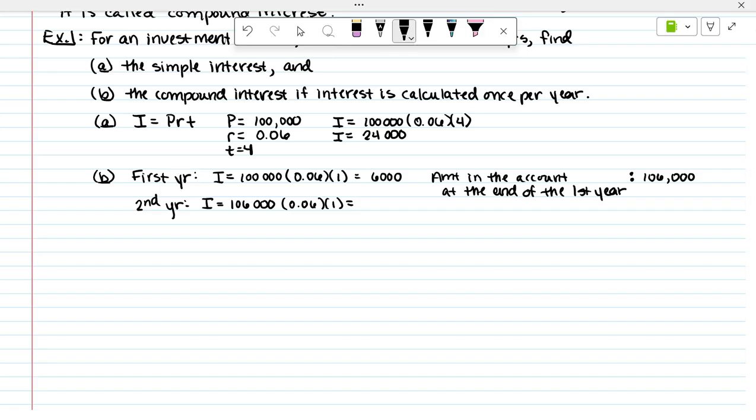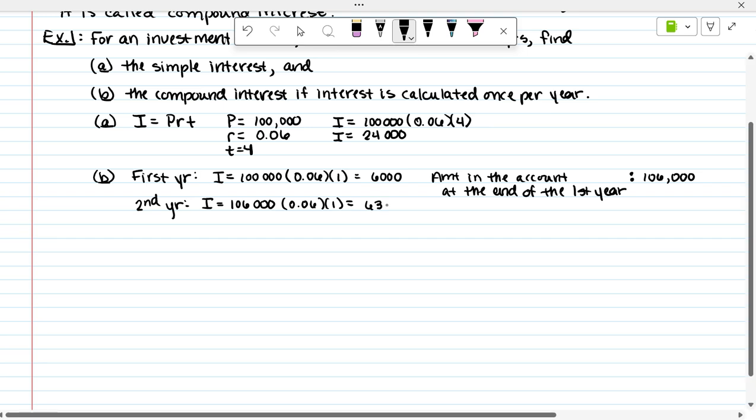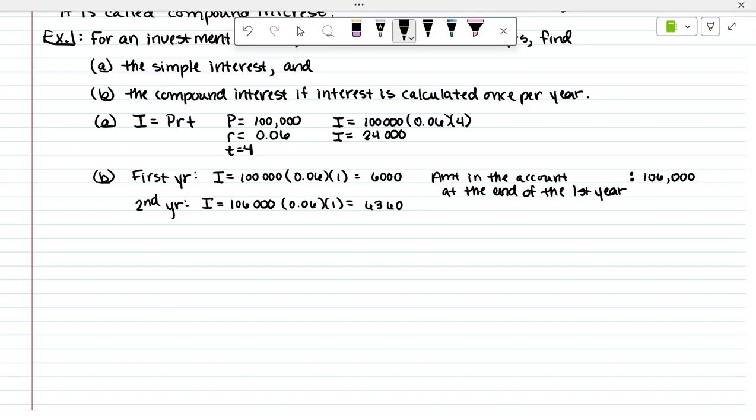I'm going to say 106,000 times 0.06 times the 1, of course. What does that give me? Good. So that second year, I get $6,360. Okay? That's the second year.